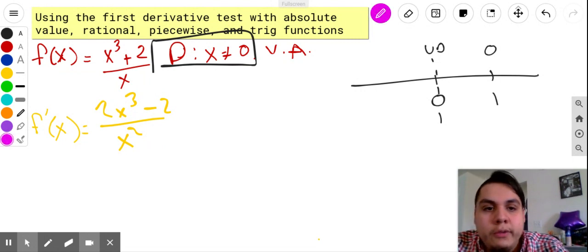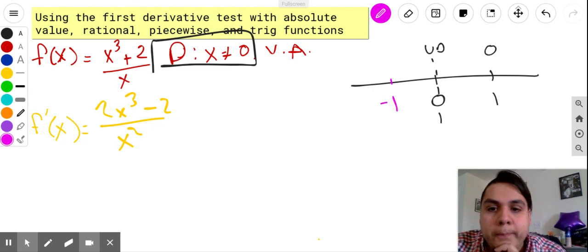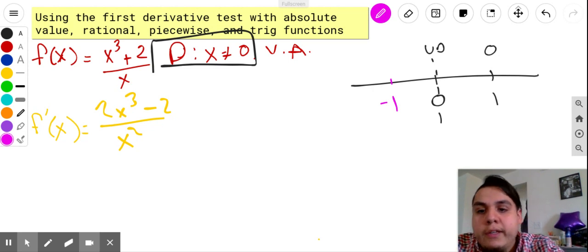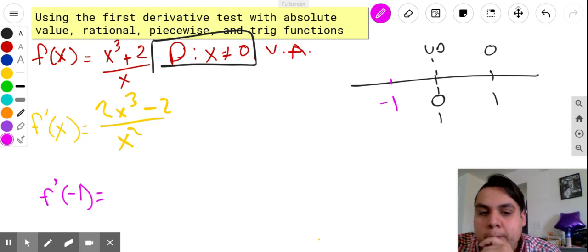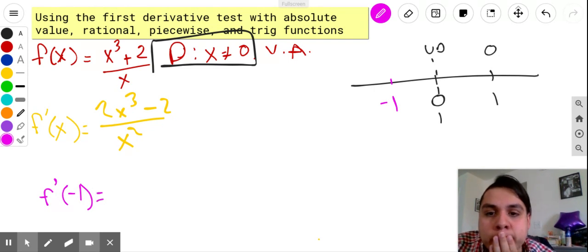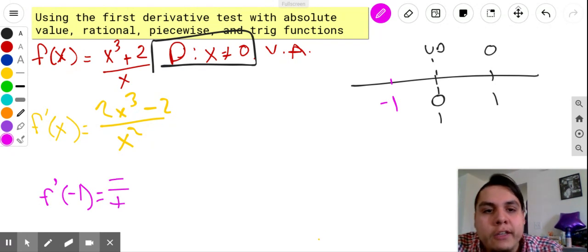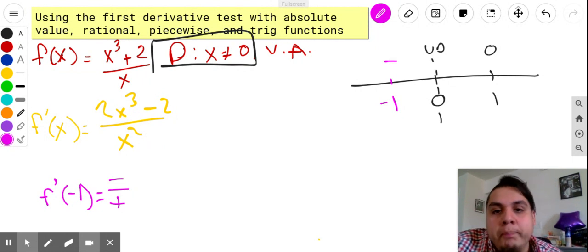Okay. So let's do a little testing. I'm going to say -1. If I plug a -1 into my derivative, f prime of -1 would give me a negative number in my numerator over a positive number in my denominator, so overall my answer will be negative. Kind of expected it.